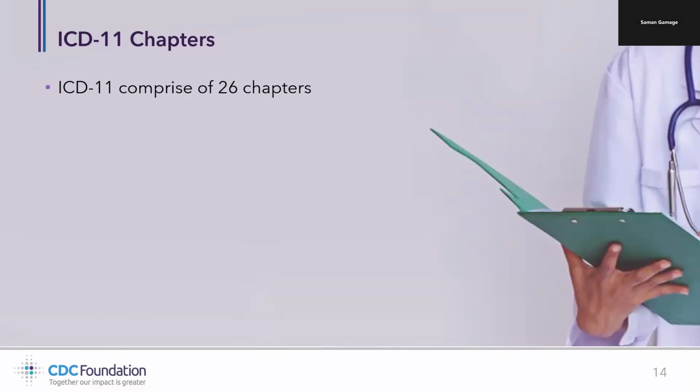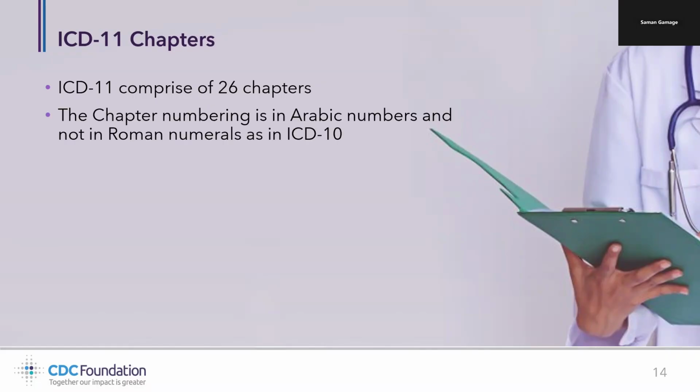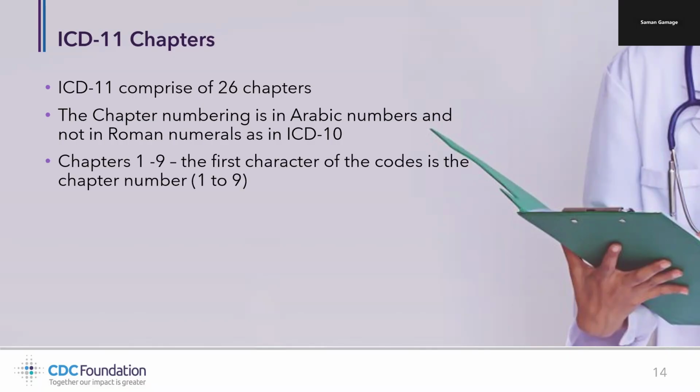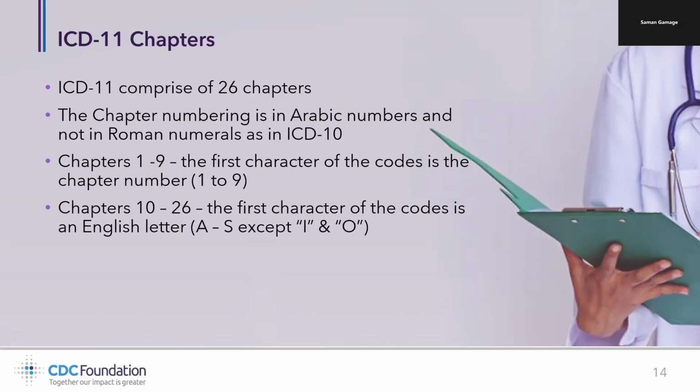As you know, ICD-11 comprises 26 chapters. The chapter numbering is in Arabic numbers and not in Roman numerals as in ICD-10. For chapters 1 to 9, the first character of the codes is the chapter number 1 to 9. For chapters 10 to 26, the first character of the codes is an English letter A to S, except I and O. X is the first character in extension codes.